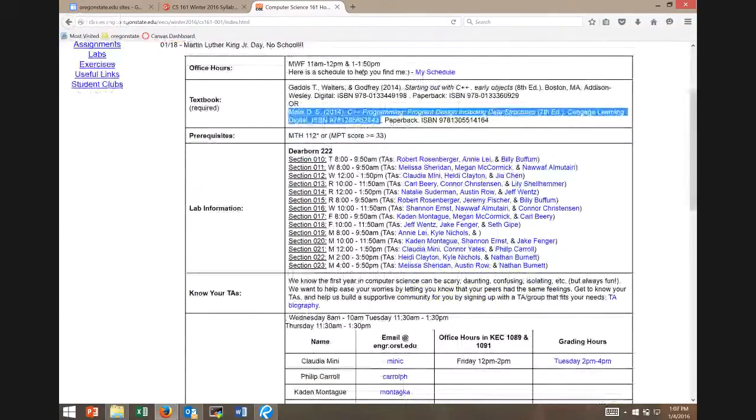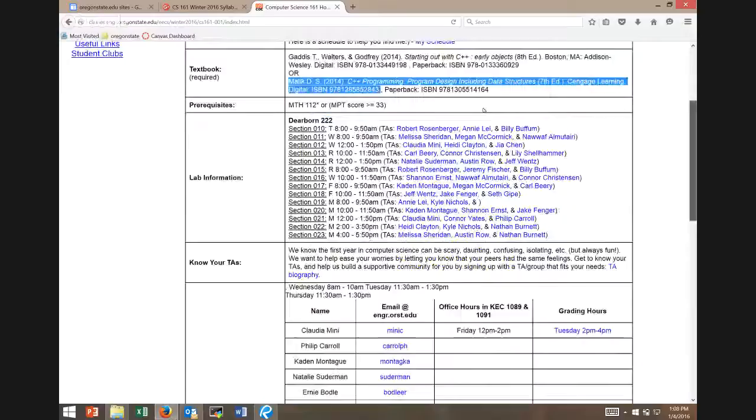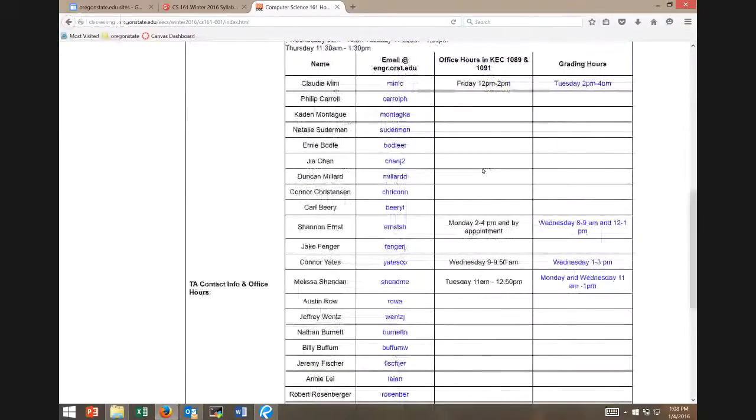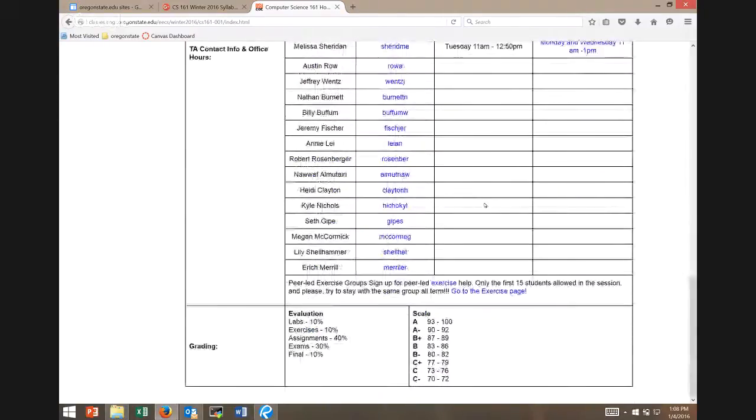Here are all the labs that are listed along with your TAs and their corresponding email addresses. Down here you can access all of the TAs along with their office hours as they fill these in over this next week, and then their grading hours, which I'll talk more about, and those start next week as well. Your evaluation, which we'll talk about more too, is based on labs, exercises, assignments, exams, and then a final exam.